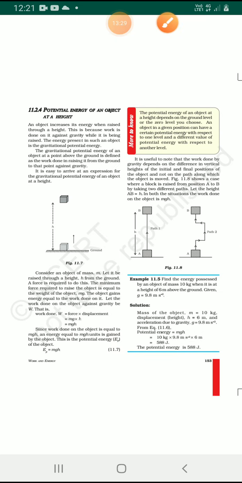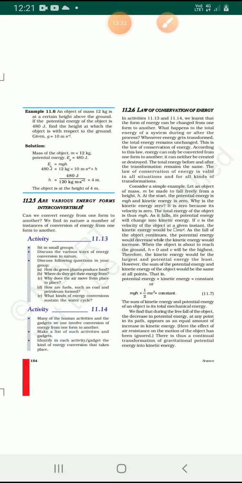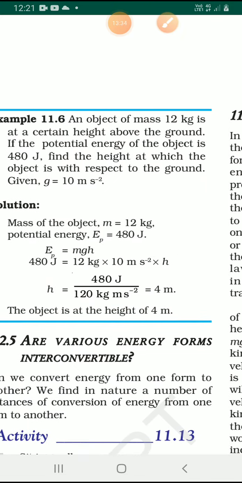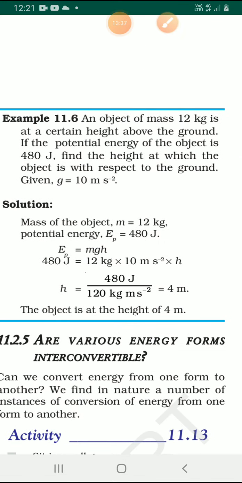Okay, so next let's look at the next problem, which is also very simple. An object of mass 12 kg is at a certain height.